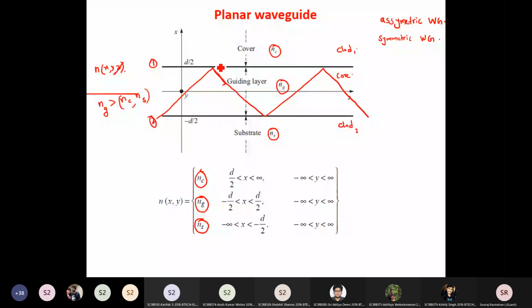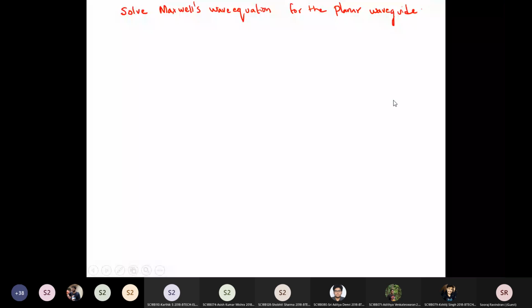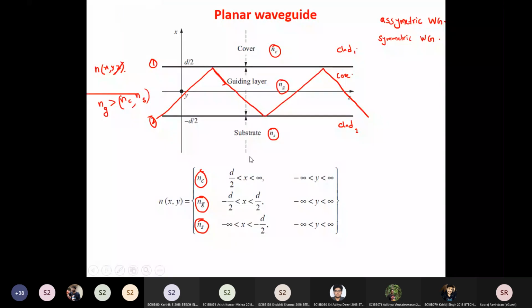All right. So we are going to analyze a planar waveguide having this particular configuration. And what are we basically going to do? We are going to solve the Maxwell's wave equation for the planar waveguide, which has a refractive index profile that is shown in this particular figure. So that's what we are trying to do.